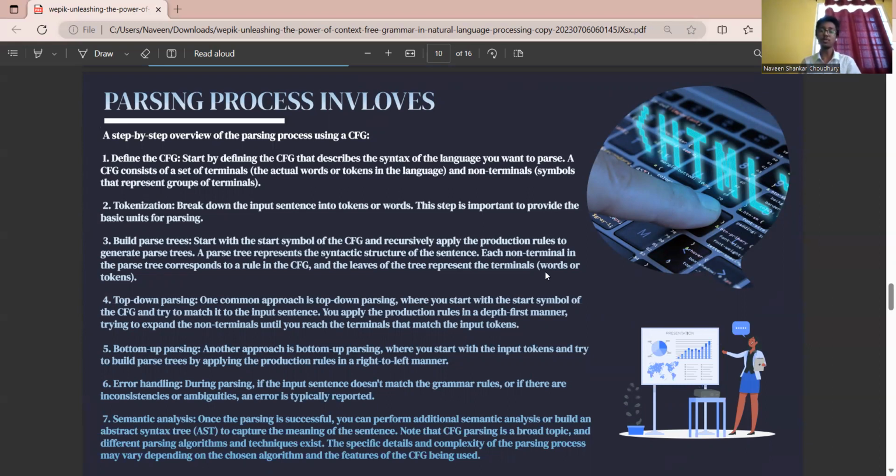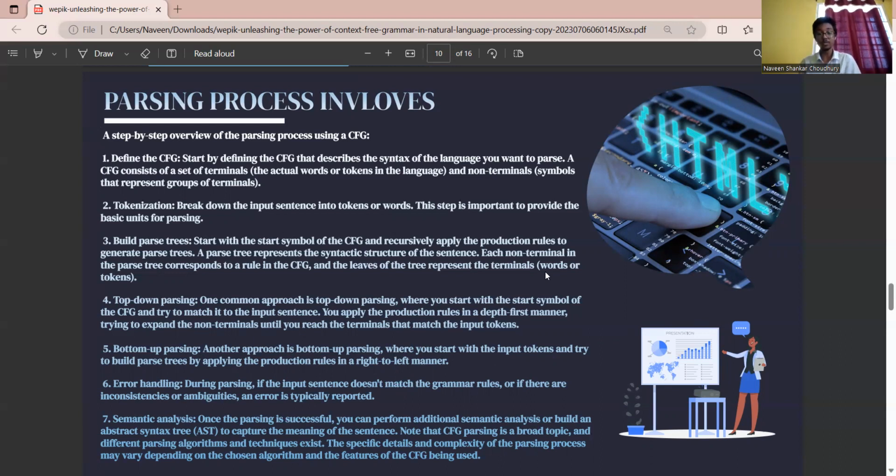Top-down parsing. One common approach is top-down parsing, where we start with the start symbol of the CFG and try to match it to the input sentence. This is done in a depth-first manner, expanding the non-terminals until we reach the terminals that match the input tokens. Another approach is bottom-up parsing, where we start with the input tokens and build parse trees by applying the production rules in a right-to-left or left-to-right manner, depending on the approach.